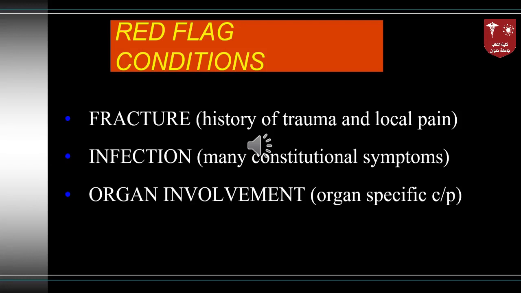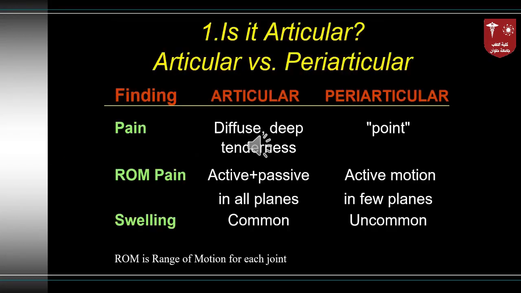Third, organ involvement. Also we have to exclude organ involvement like renal affection, hepatic affection, neurological manifestation, which will alter our management. So those are the most common three red flags we have to exclude before going through the patient history and examination. After excluding the three red flags, what should we do? According to the scheme we mentioned before, we have to diagnose: is it articular or periarticular?